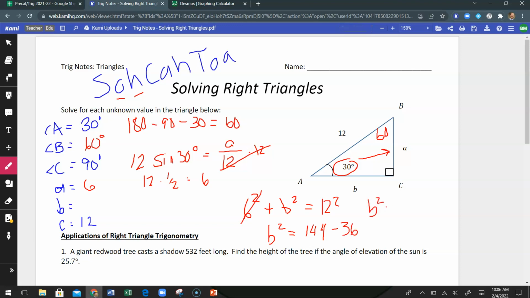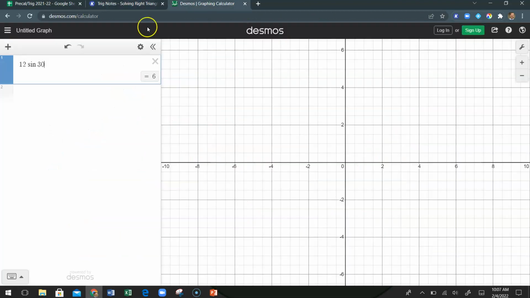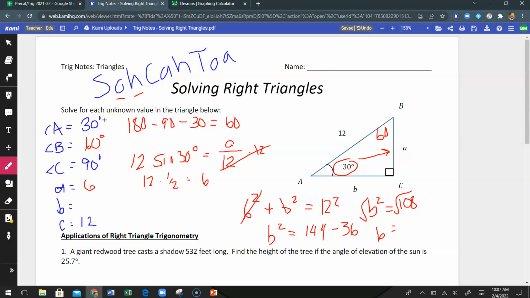So I would get that b squared is equal to 108, and then I would just need to take the square root of that, which I could use my calculator for. The square root of 108 is about 10.4, and so I will just say that side length b is 10.4. Again, if you really understand your trig ratios, I actually think that it's easier to simply switch the sine out for cosine and go that route to find b.